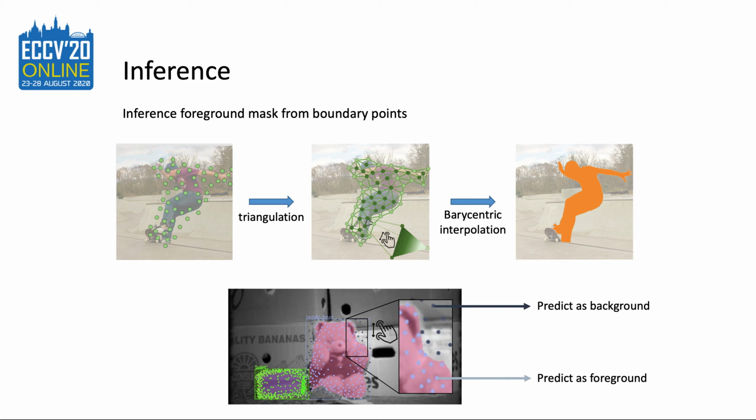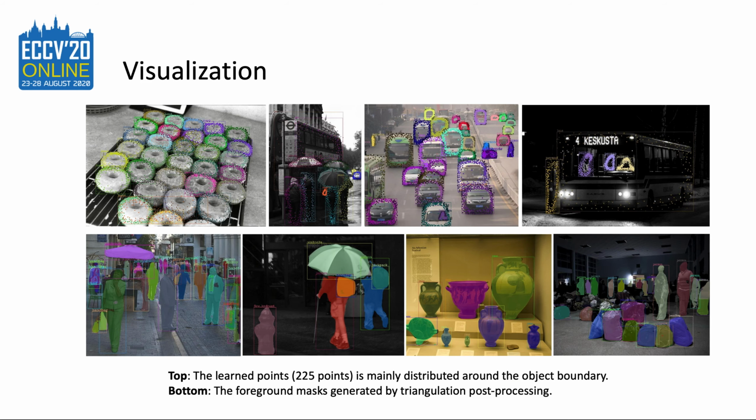We visualize the per-point prediction and the inferred foreground mask in the bottom image. The darker points are predicted to be background region, and the brighter points are predicted to be foreground region. Next, we visualize the learned points in the first row of this image. We observe that the points are mainly distributed around the object boundary, and we visualize the inferred foreground mask in the second row of the image.